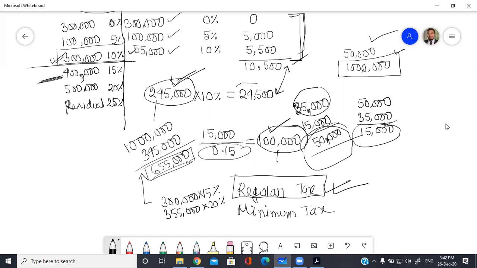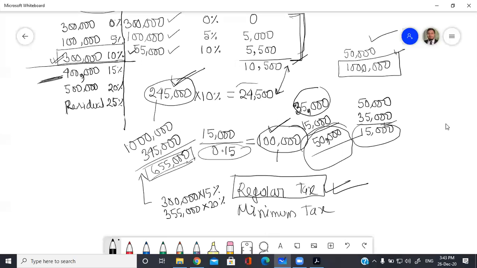Okay. So in this way, you need to check how minimum tax works. Always check the regular tax payable and the minimum tax, and between these, which one should you pay? The greater one. Always the greater one. Okay.